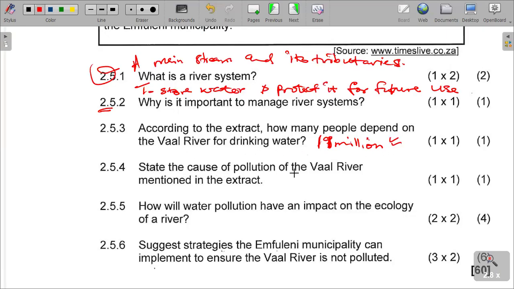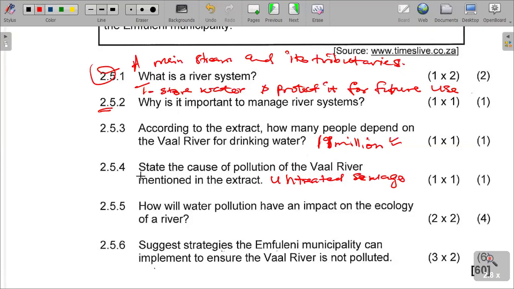State the cause of pollution of Vaal River mentioned in this extract. Untreated sewage. Untreated sewage is draining into the river. Untreated sewage is a main concern in this fact.